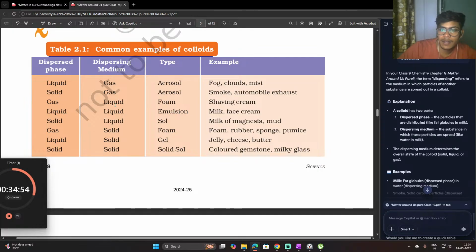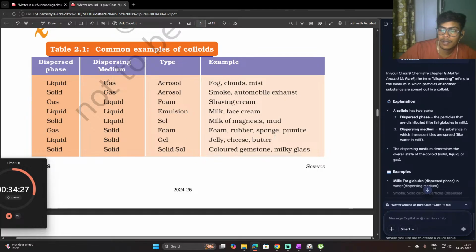Now, gas in liquid, type foam: shaving cream. Liquid in liquid, the dispersed phase is liquid and the dispersing medium is also liquid, type emulsion: milk, face cream. Dispersed phase solid, dispersing medium liquid, type sol: milk of magnesia and mud. Dispersed phase gas, dispersing medium solid, type foam.